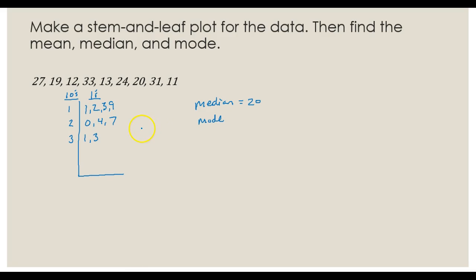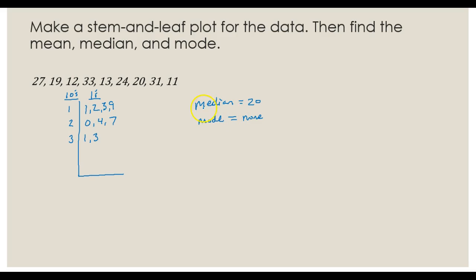The mode is the one that's used the most, and so we look on each row and see if there's a number that's more than once. Like if there were 2 11s, then there would be 2 1s in that first 10s row. But there are no repeats at all, so there is no mode, because there's no number that's used the most. They're all used equally the same number of times, which is once.